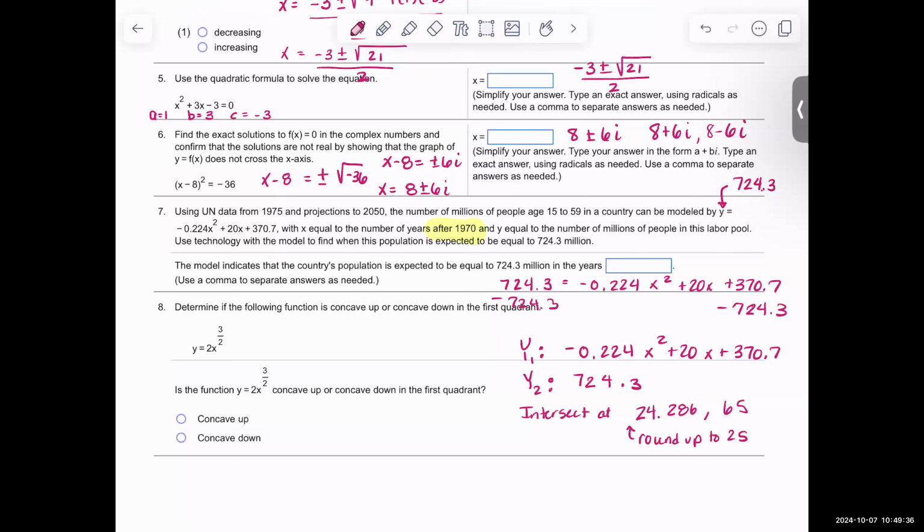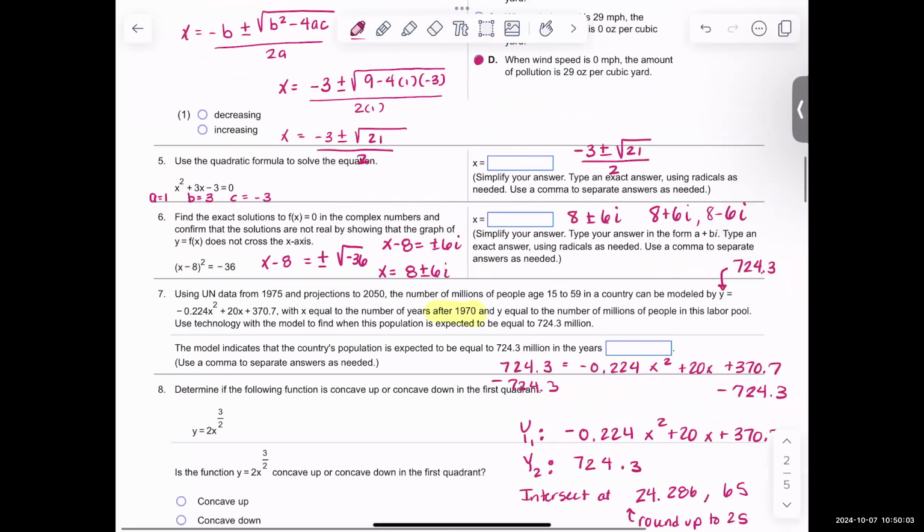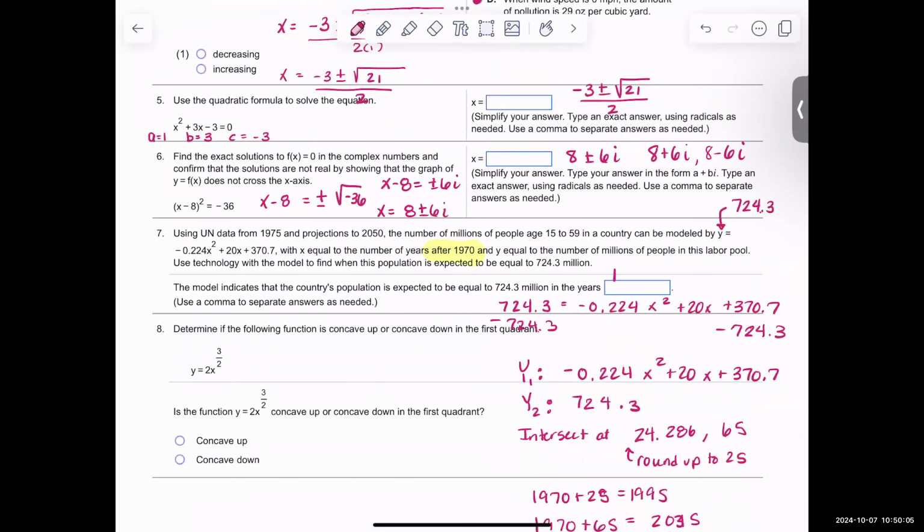So would that be 25 years after 1970? That would be what? 1970 plus 25, is that 1995? Yes. And then 1970 plus 65? Is that 2015? Yeah, 2035? 2035. So the answer is 1995, comma 2035.